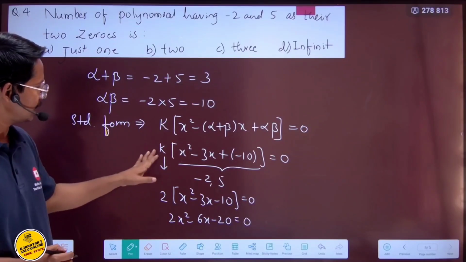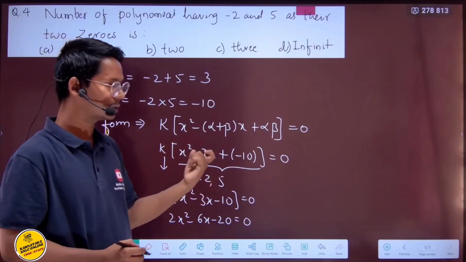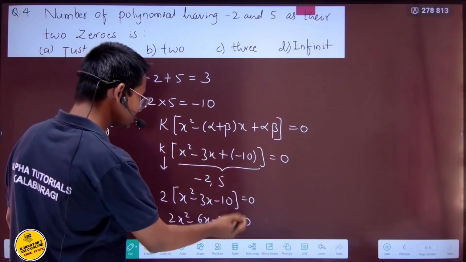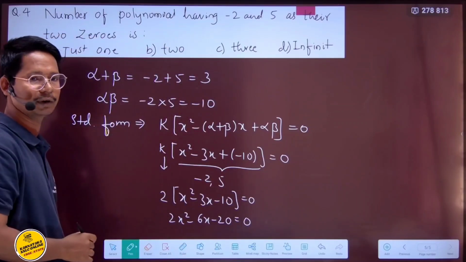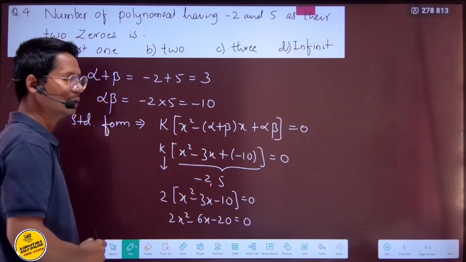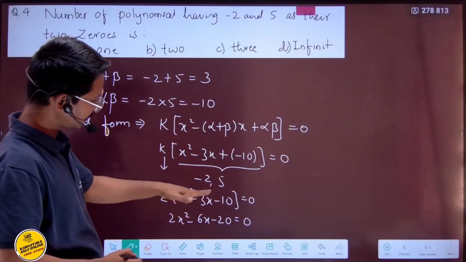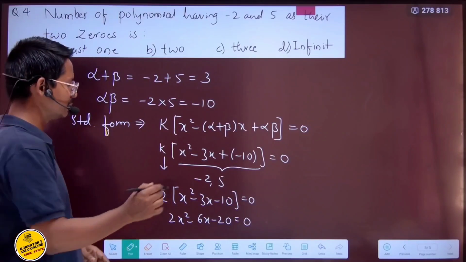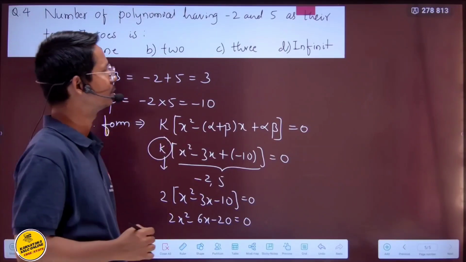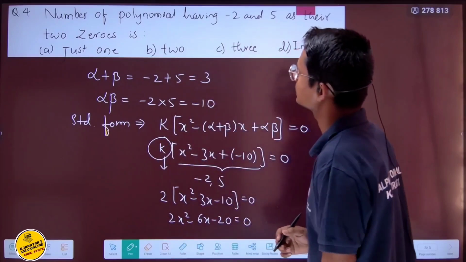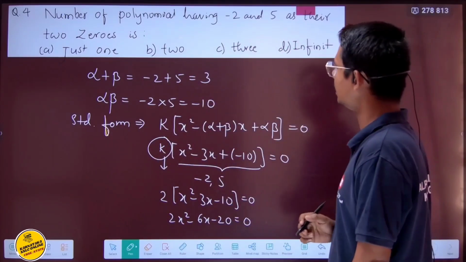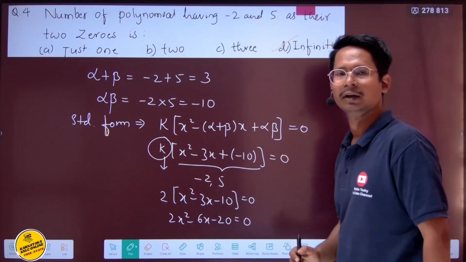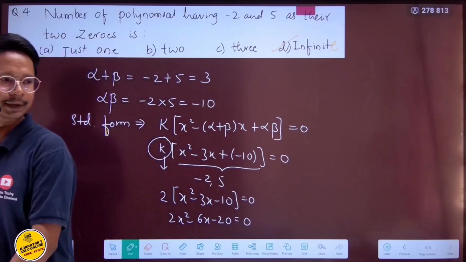As k is here, you will get other possibilities. You will get other polynomials whose zeros are again minus 2 and 5. If you solve this, you will get zeros minus 2 and 5 only. So there are many ways you can make polynomials whose zeros are again minus 2 and 5, because of k, some constant. So how many possibilities? The number of possible polynomials is infinite. Okay, fine.